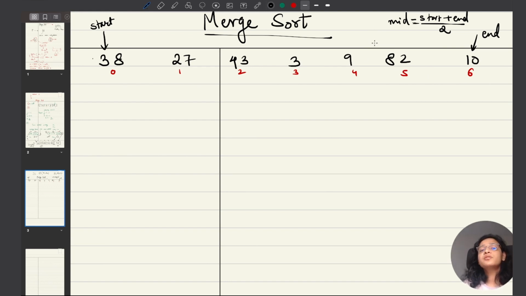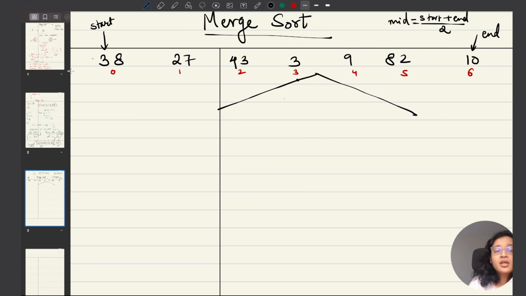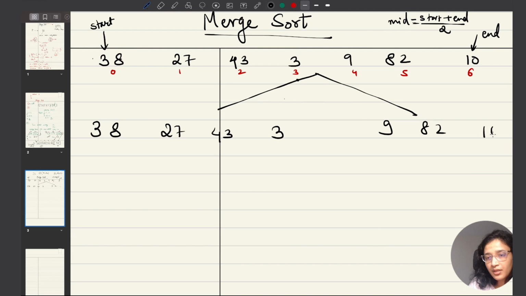To find mid, I'm going to simply make use of the formula start plus end by 2, right? So if I have 0 and 6, 0 plus 6 by 2 is going to give me 3 as my mid, right? Because 6 by 2 is 3. So this is where I have 3. So I'm going to divide this array into two parts. Remember, we are using divide and conquer, so I'm going to do the part of dividing the array, correct? The array is going to look like this: 38, 27, 43, and 3, right? The second part would be 9, 82, and 10.